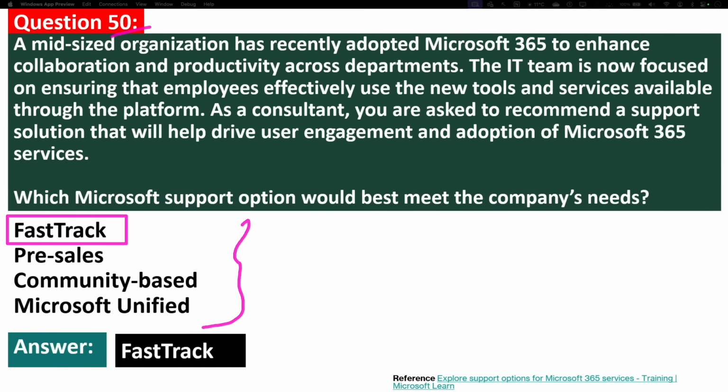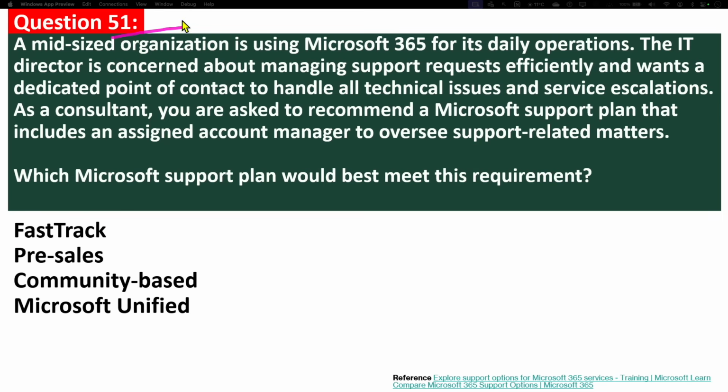It provides expert guidance, best practices, and tools to make sure your deployment is successful and your users are ready to use the new services. The key benefits of FastTrack include expert guidance, accelerated deployment, user adoption support, and reduced risk. Some of the most common uses where customers use FastTrack are migrating emails and files to Microsoft 365 like Exchange Online, OneDrive, and SharePoint, setting up Microsoft Teams for collaboration, or implementing security features like Defender or conditional access.